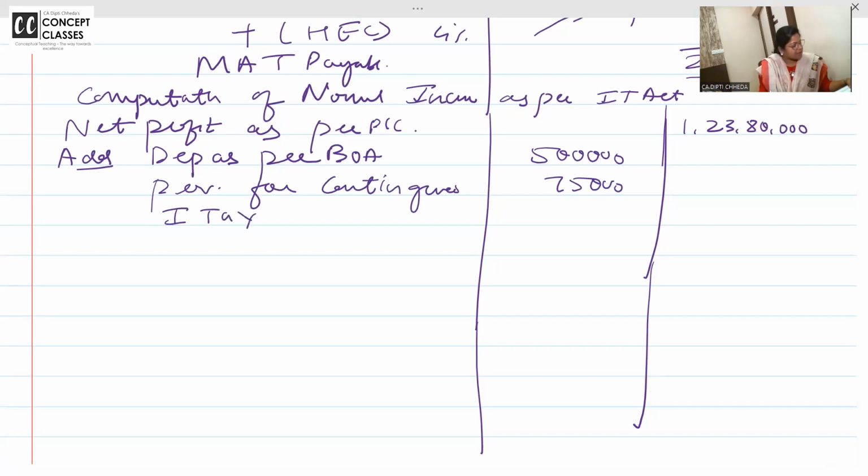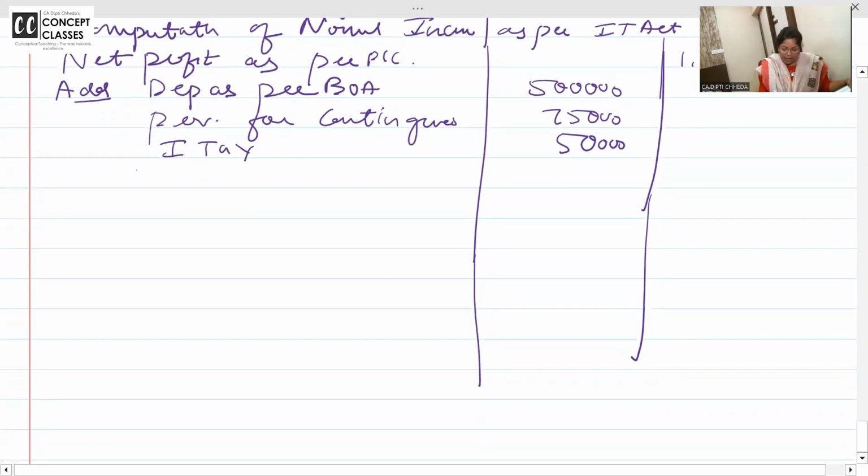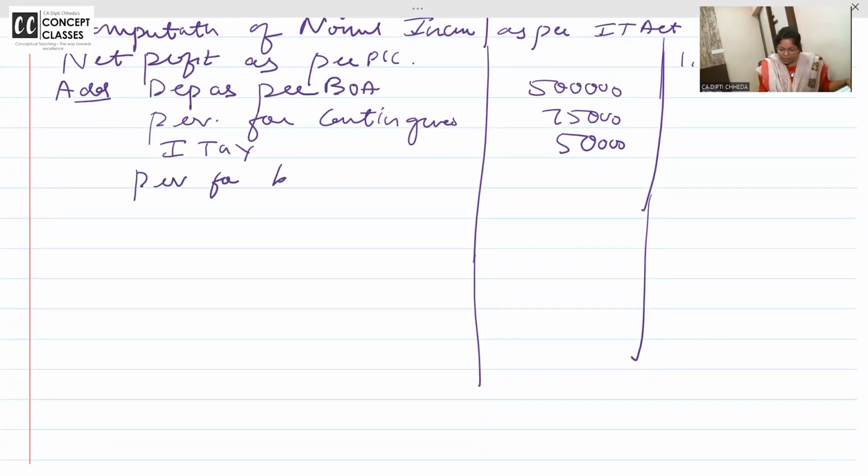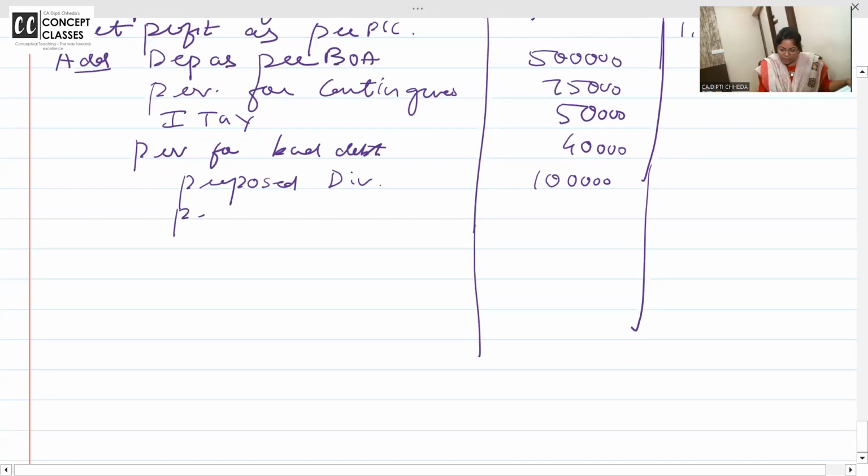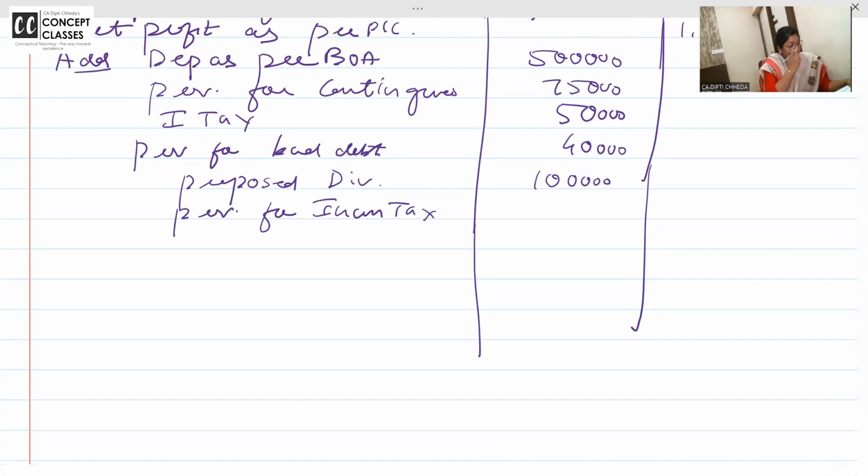Income tax, not allowed. Add back. Provision for bad debts, not allowed. Proposed dividend, 1 lakh, not allowed. Provision for income tax, 1,05,000, not allowed. Leave one line and then less.